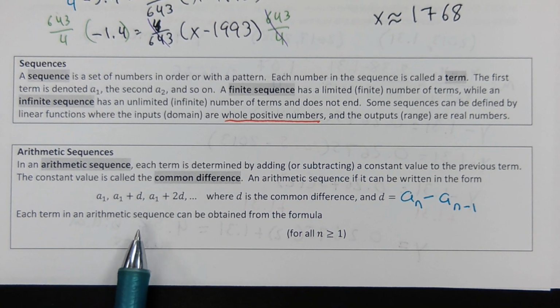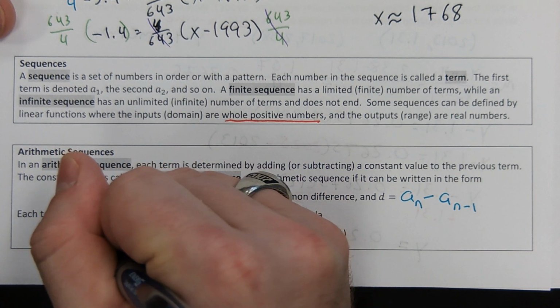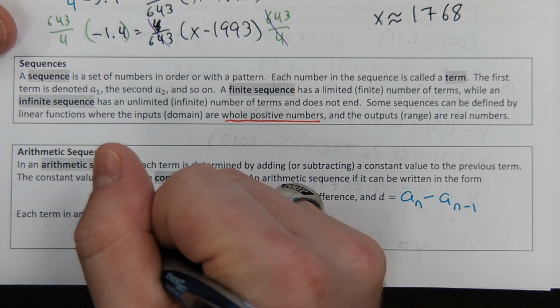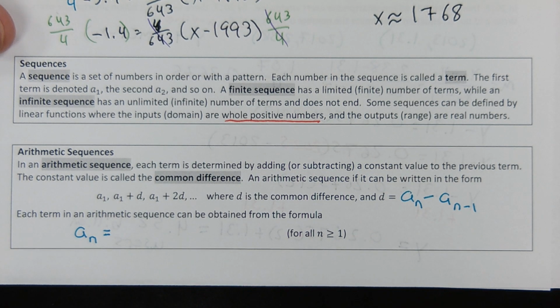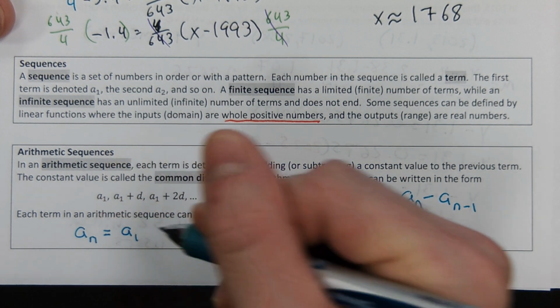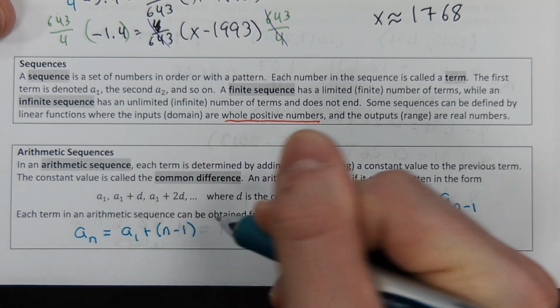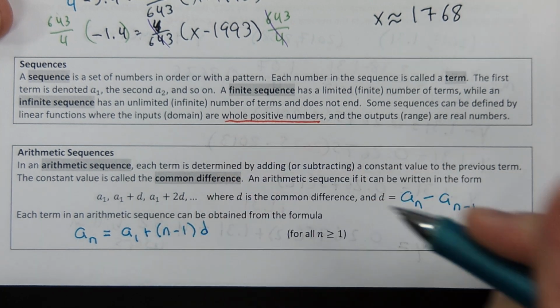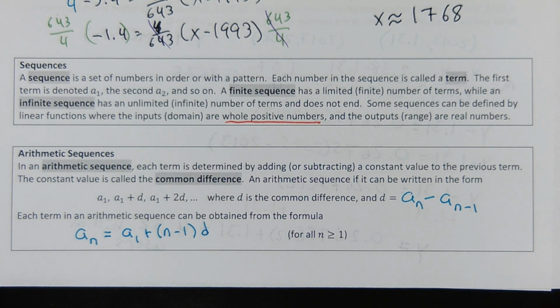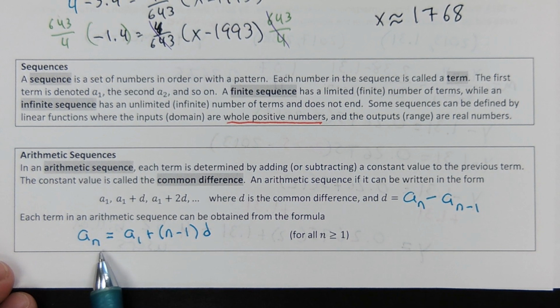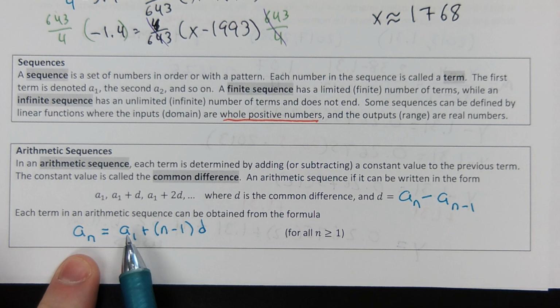Any term in the arithmetic sequence can be found using this formula for the generic term or the general term. You are responsible for knowing this. The general term of an arithmetic sequence is found by taking the first term and then adding n minus 1 common differences. So if I wanted to know the 10th term, let's just say I wanted to find a sub 10, I know n is 10, right? a sub 10 is a1 plus 9 differences.